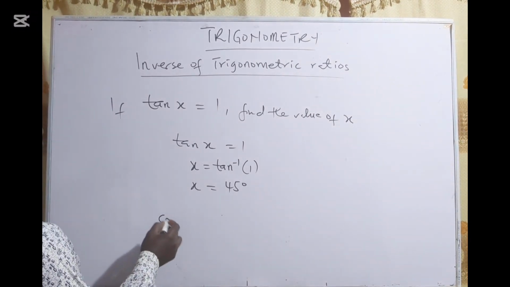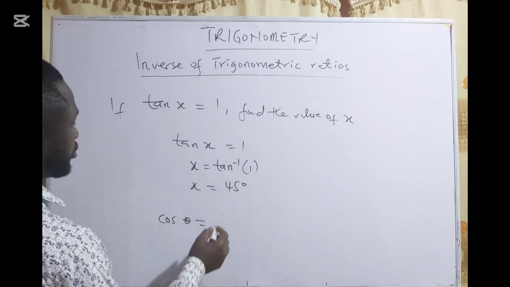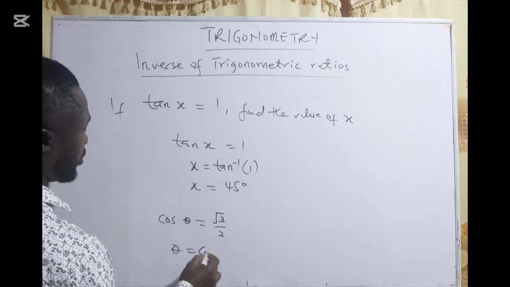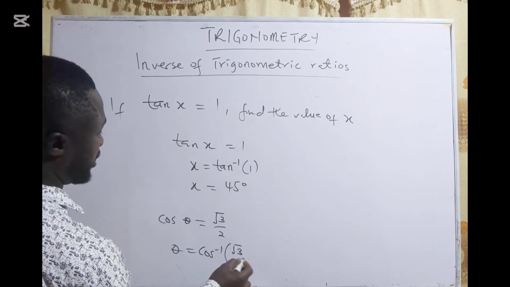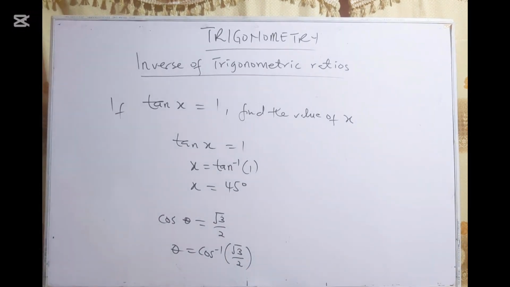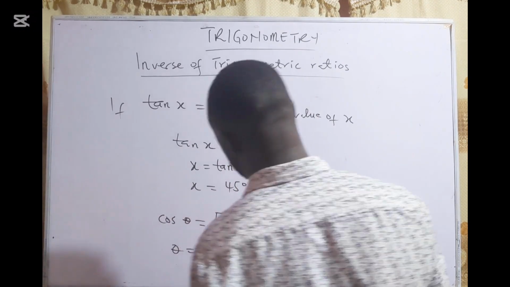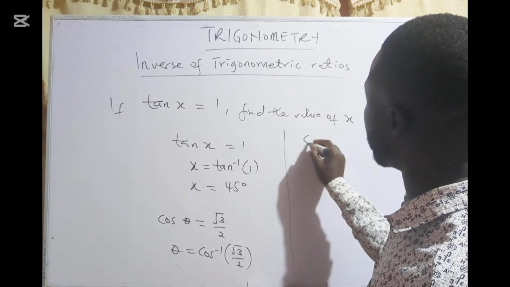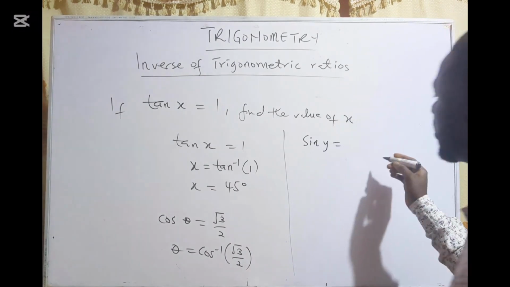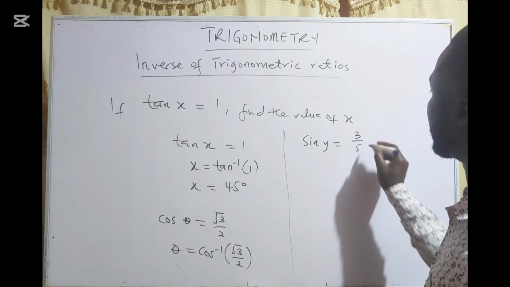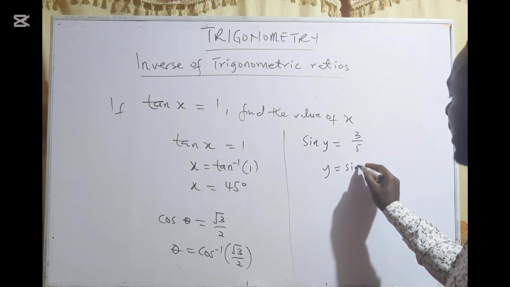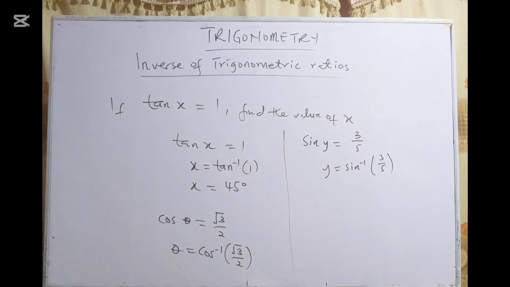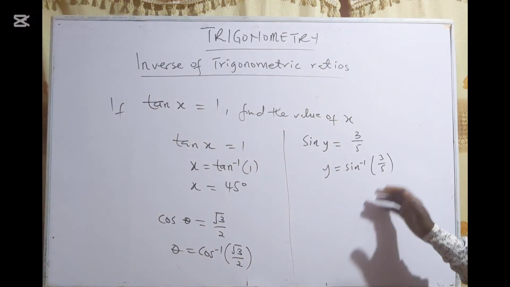The same thing applies to cos and sine. If I'm given cos theta equal to root 3 on 2, then my theta is going to be cos inverse of root 3 on 2. Then you use the calculator and get your answer. The same applies if I'm given sine y equal to 3 over 5, then my y is going to be sine inverse of 3 on 5. Then you get your answer.